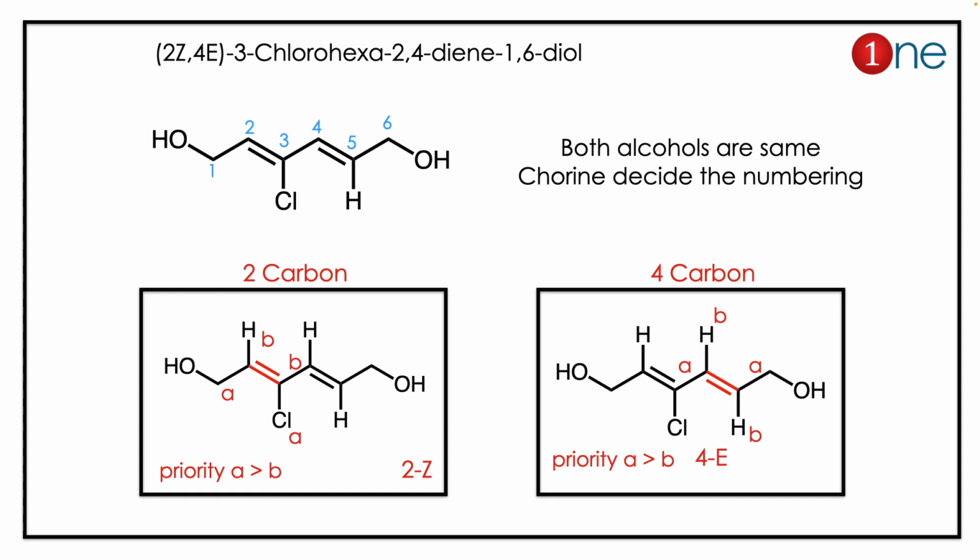Hence the name of the compound is (2Z,4E)-3-chlorohexa-2,4-diene-1,6-diol. Here there are many functional groups, so you have to choose the priority, and you have to choose the stereochemistry.